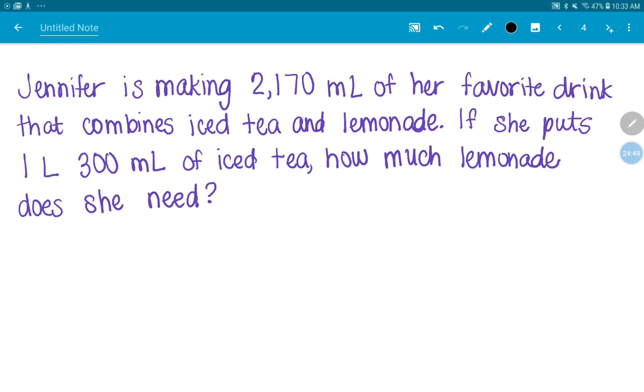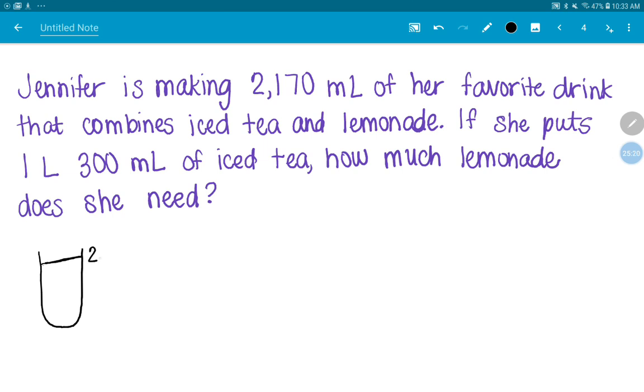Let's think about this problem. Jennifer's making 2,170 milliliters of her favorite drink that combines iced tea and lemonade. If she puts in 1 liter, 300 milliliters of iced tea, how much lemonade does she need? I'm going to draw a picture of a cup since she's making a drink. What's the total amount that's in her cup?